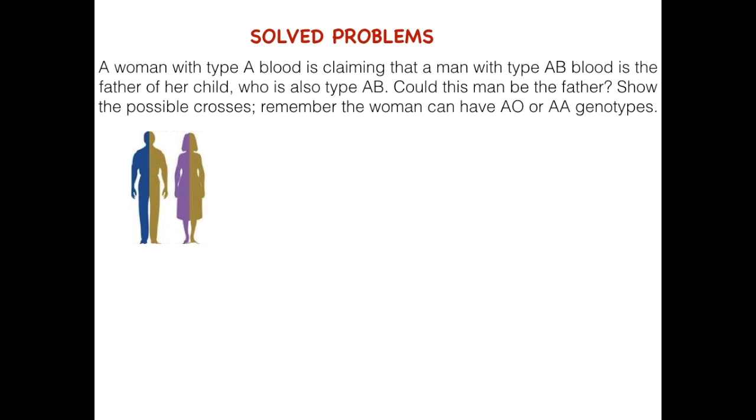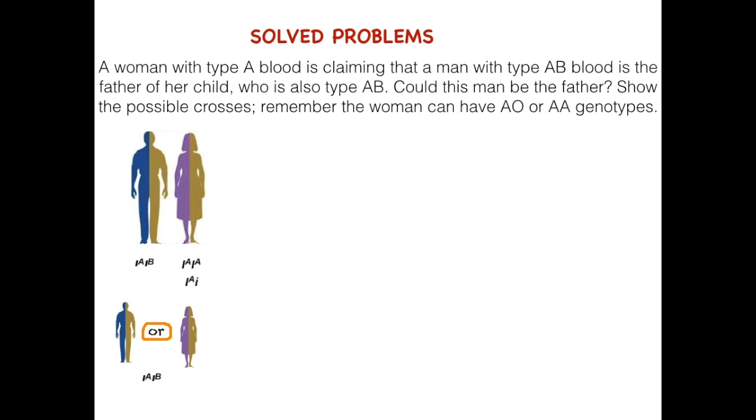Okay, so again, this is the man and the woman, and the woman is claiming that this man is the father of her child, and we know that the man's blood type is AB. It's very easy to come to the genotype, because blood type AB will only come from genotype IAIB. The woman can be either homozygous for A, because she is an A blood type, or she can be heterozygous. Now we will do both crosses and try to figure out if this woman's claim is right or wrong. The problem says that they have a child, a girl or a boy, with the AB blood type.